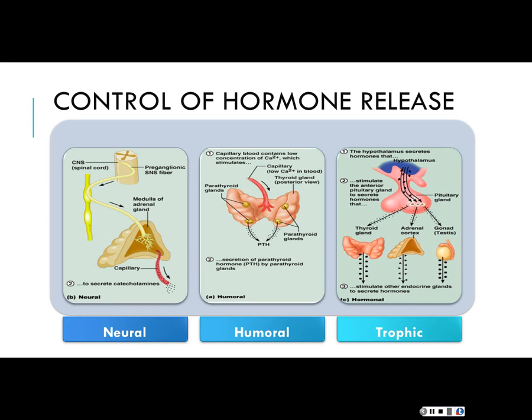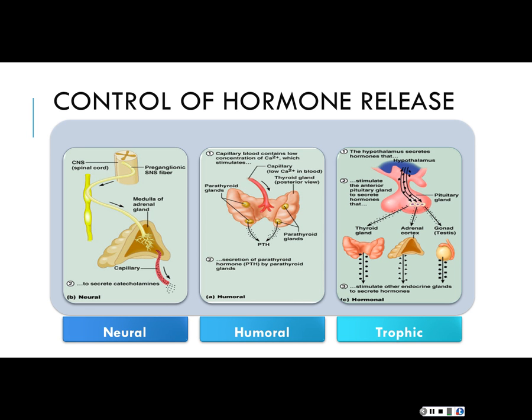I throw the H in there because when I see tropic, my mind deviates, so I throw the H in there to keep it on task. So if an endocrine gland is activated tropically, we would say another hormone turns it on or turns it off. So tropic regulation of an endocrine gland means that the endocrine gland is controlled by a different hormone.